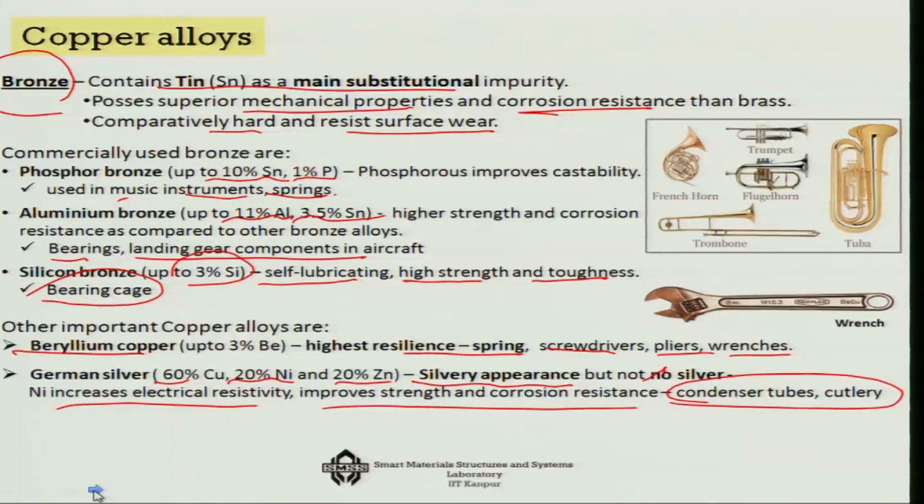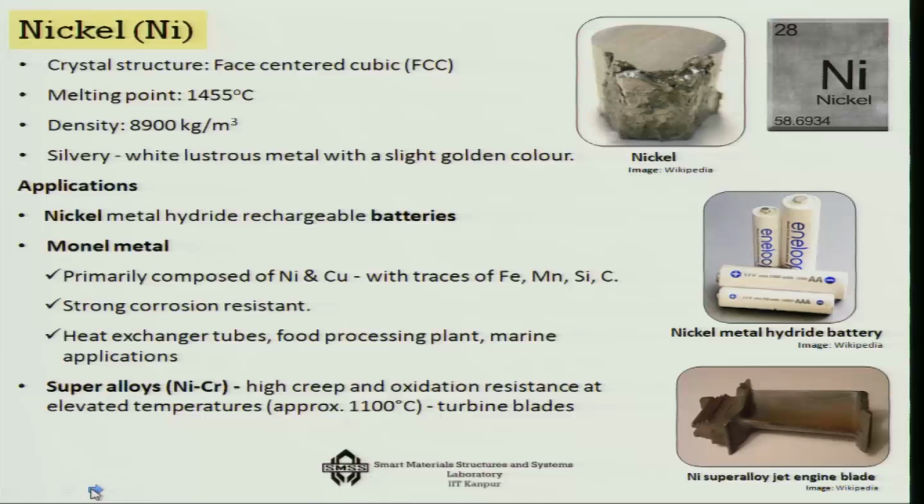So, that is about the copper alloys. Next, we are going to talk about nickel. Now, nickel has even higher density in comparison to copper, 8900, and it has also a similar FCC structure, and the melting point is pretty high, 1455 degrees centigrade. It has also a silvery white lustrous metallic luster.